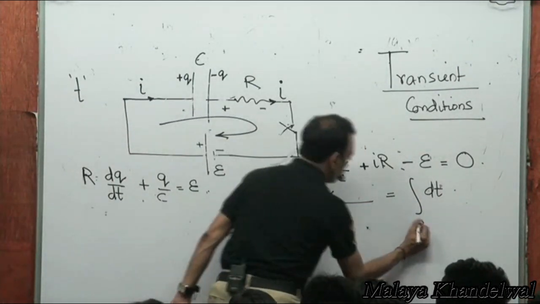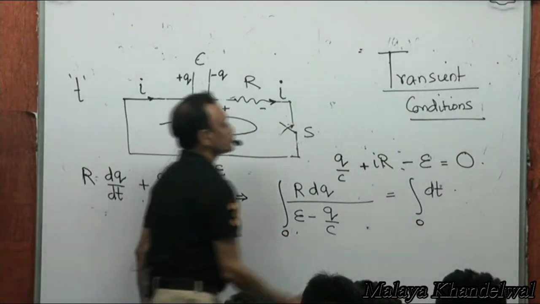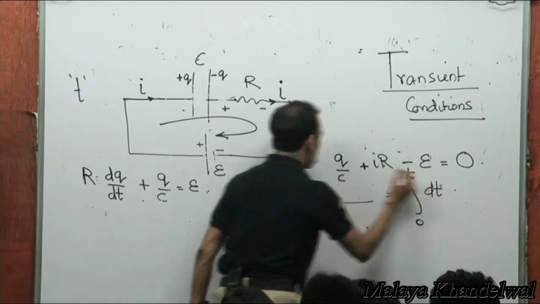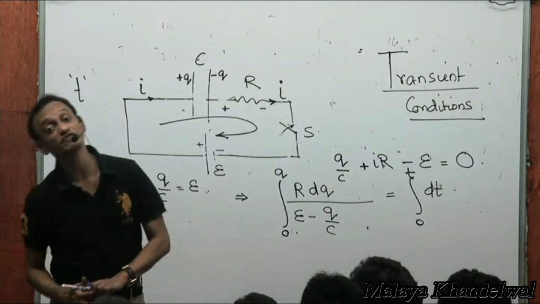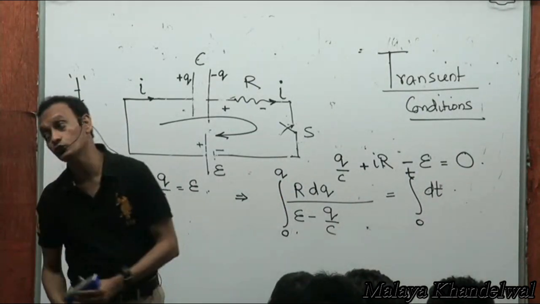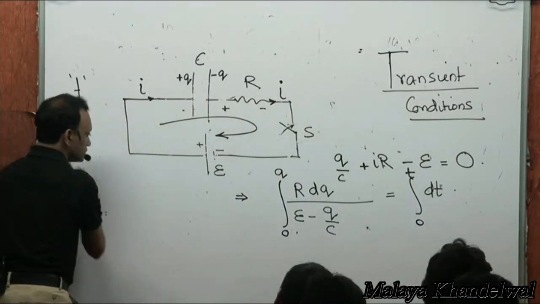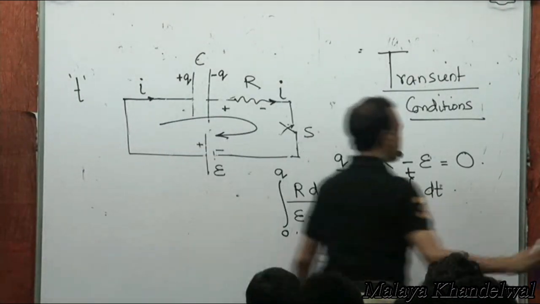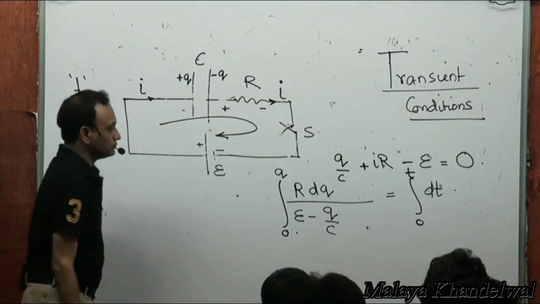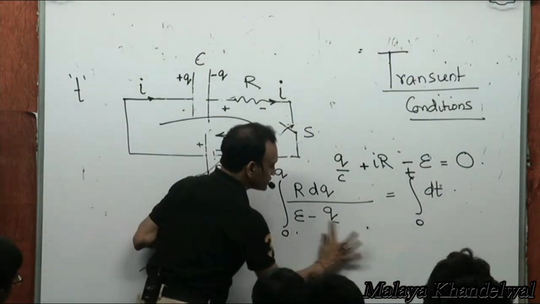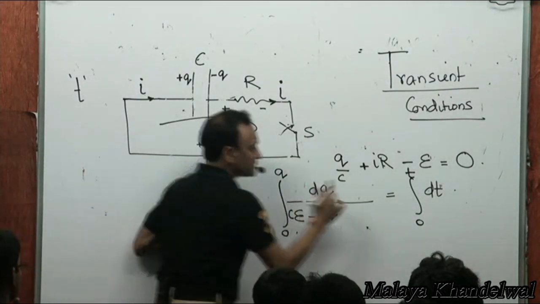At t equal to 0, the charge was 0. At t equal to t, let's say the charge becomes q. This will give me q as a function of time. Now what I could do is, this will become C epsilon. This will be RC.